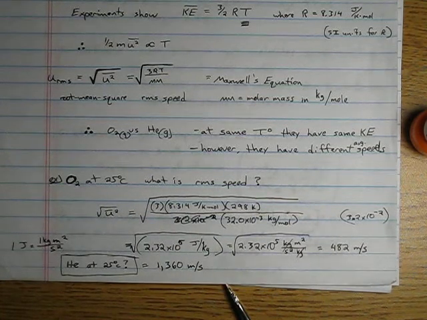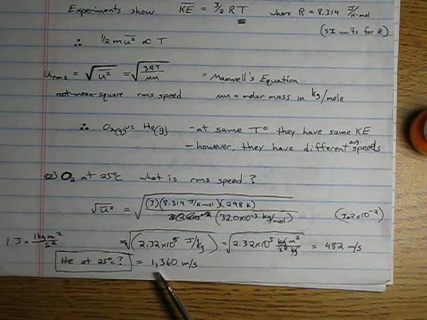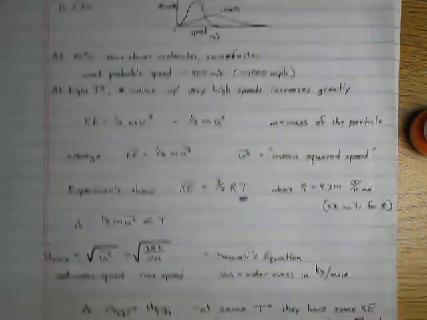Do the same calculation for helium, and you find it is 1,360 meters per second. Lighter molecules travel much, much more quickly. Okay. Moving on.